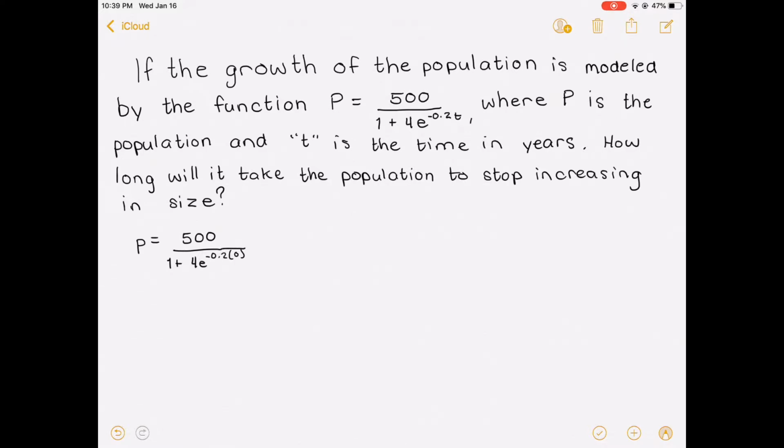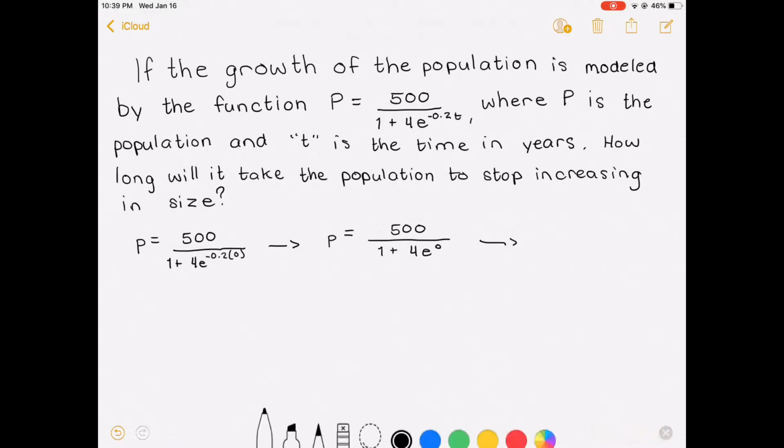P is equal to 500 divided by 1 plus 4e to the exponent of negative 0.02 times 0. Now let's simplify this further. Negative 0.02 times 0 can be simplified to 0. So now we have P equals 500 divided by 1 plus 4e to the exponent of 0. Now, let's plug this into our calculators and see what our answer is. It's important to note that e is just like pi, an irrational number. Its value is approximately 2.718. There's still more to that, but it's just important to note that. And now, let's just plug into our calculator.